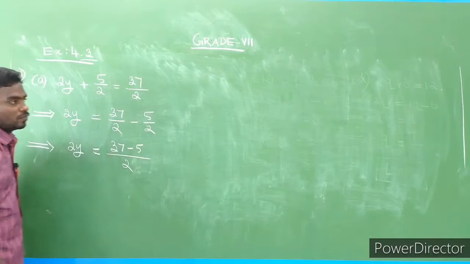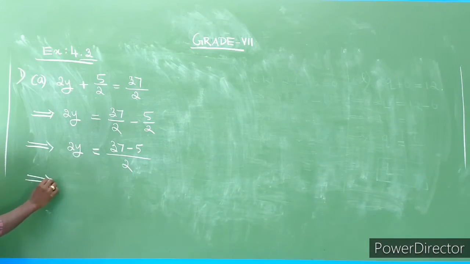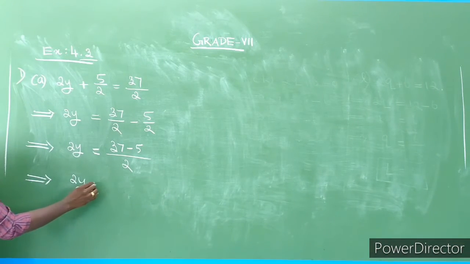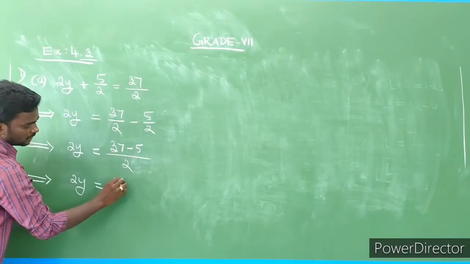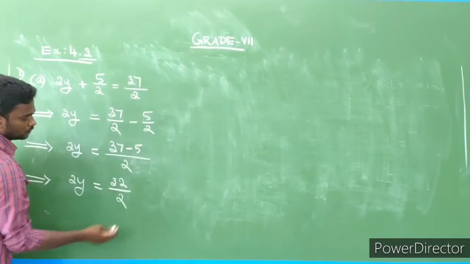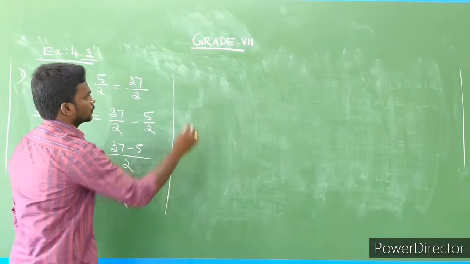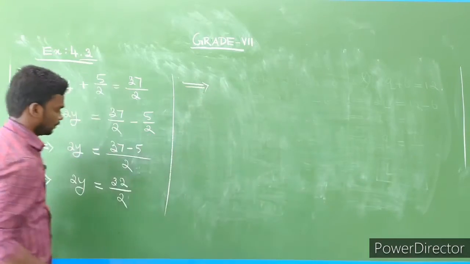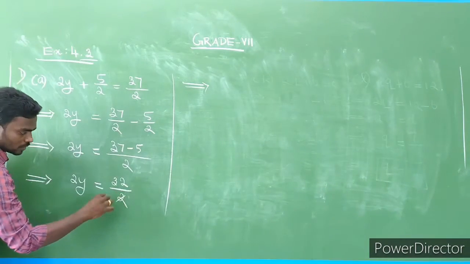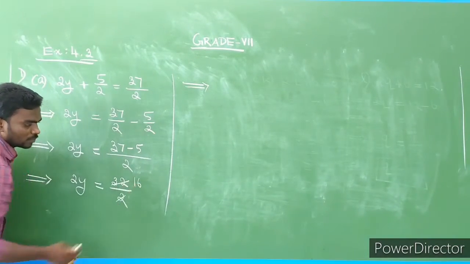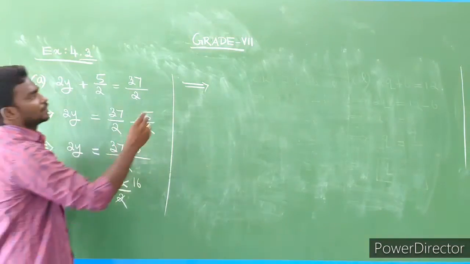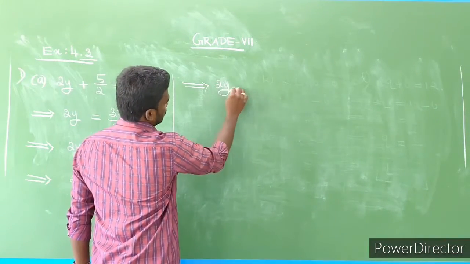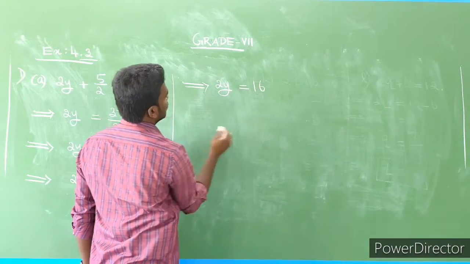37 minus 5 implies that 2y is equal to, what is the value of 37 minus 5? That is 32 divided by 2. So 1 2s are 2, 16 2s are 32. So 2y is equal to 16. So the value of 2y is equal to 16.